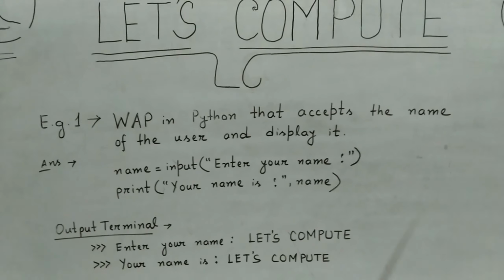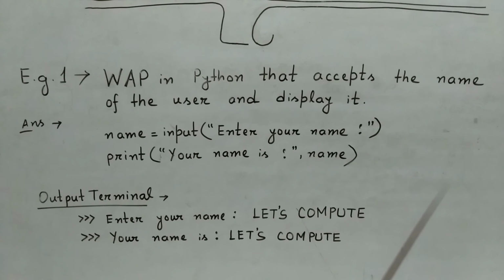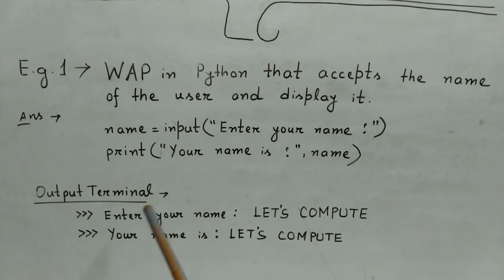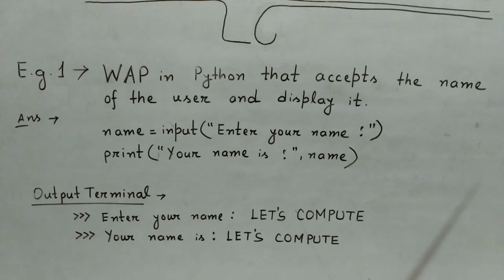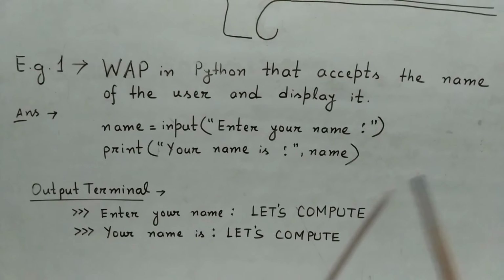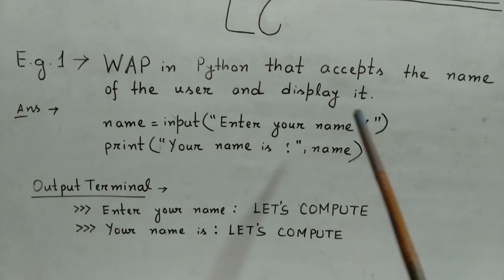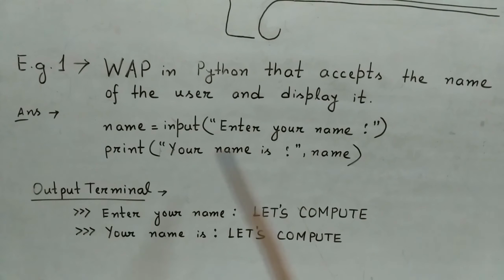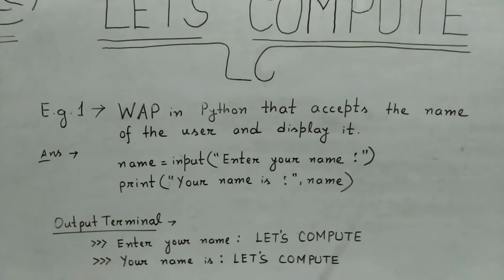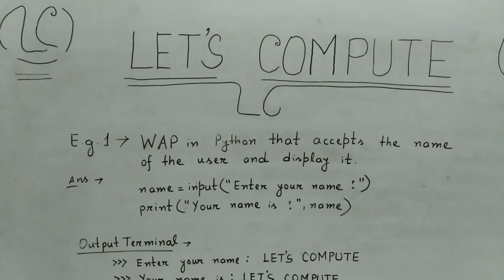Now come to the output terminal. The user would see the prompt message enter your name in the output terminal. He or she would enter his or her name as we have done ours. Now in the next line, the function print would display the output in this pattern. Okay, so let us execute it together.